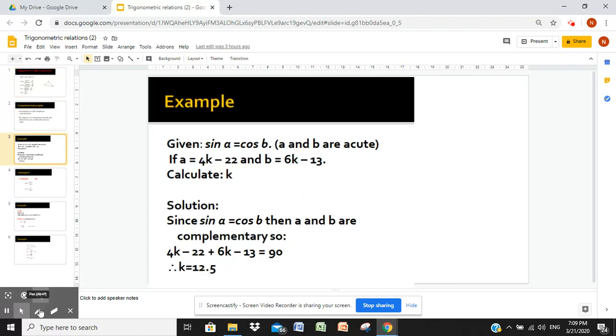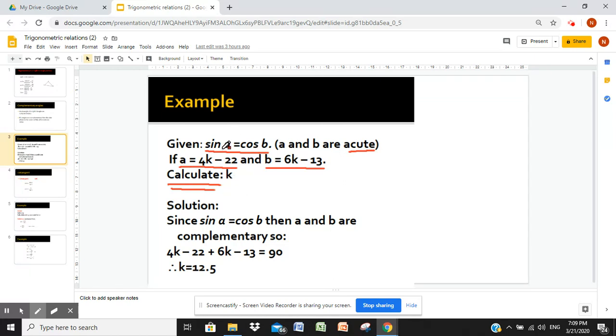Now we have an example on this. We are given that sine A equals cosine B and that A and B are acute angles. We are also given that A is 4K minus 22 and B is 6K minus 13. And the question is: calculate K.